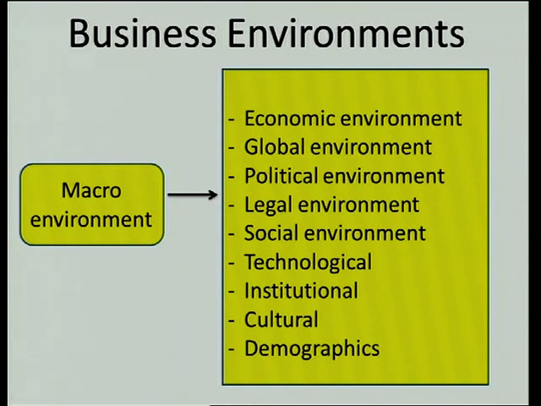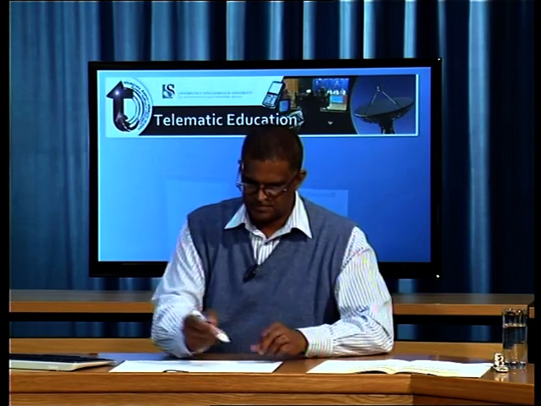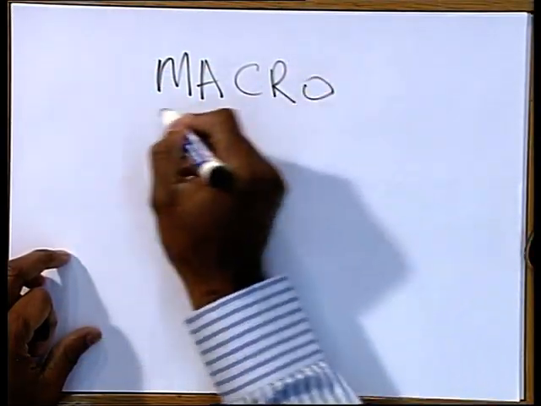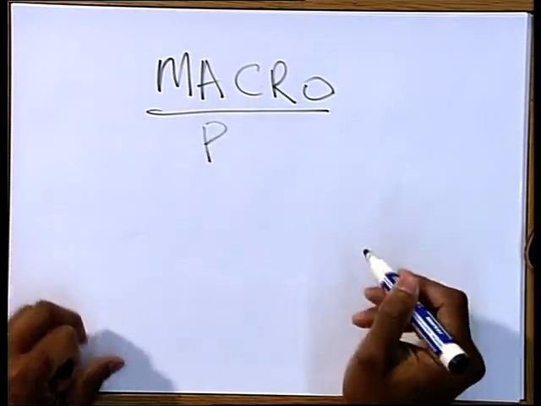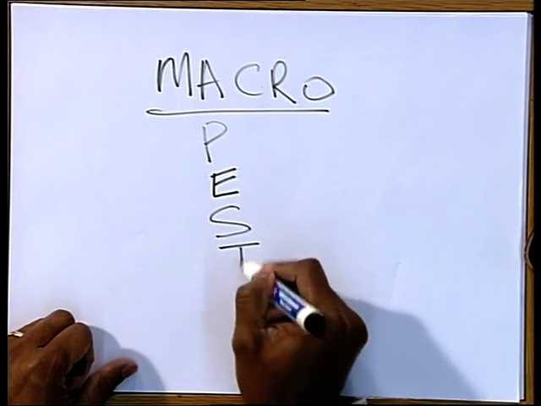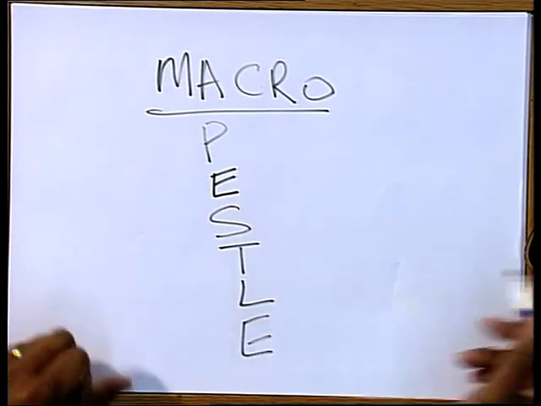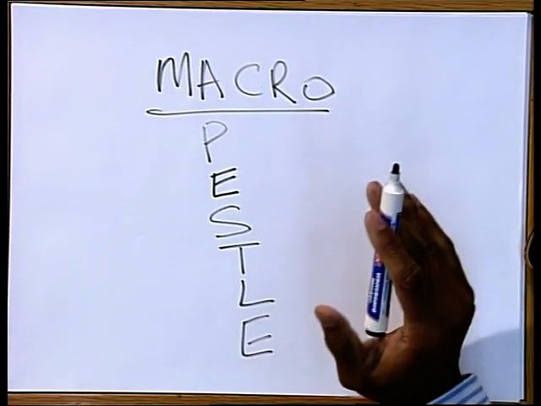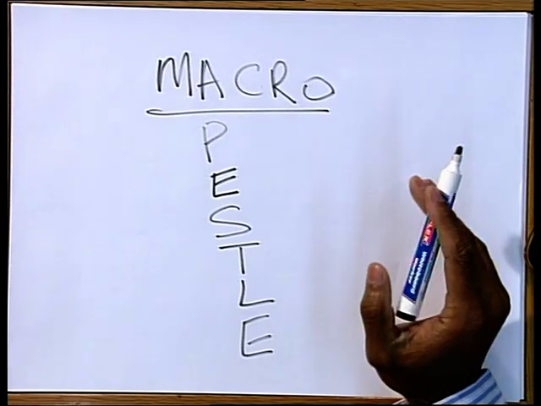From those environments, here's one word that we can derive as a mnemonic, and that is pestle. So if you remember pestle, maybe I must write it down for you. Your macro environment, the components, if you remember pestle, P-E-S-T-L-E. It's a nice way of remembering the components of the macro environment.